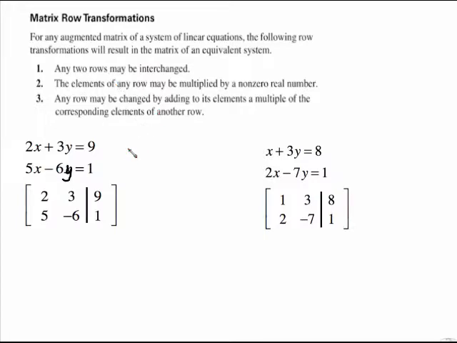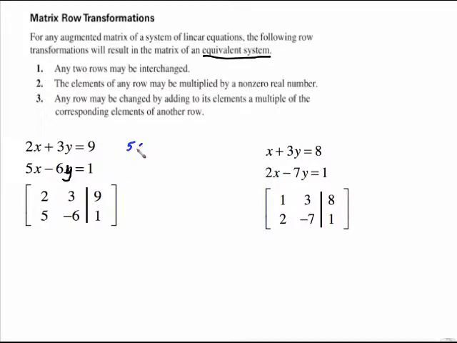Matrix row transformations. For any augmented matrix of a system of linear equations, the following row transformations will result in the matrix of an equivalent system. So if I take this system of two equations, two variables like we did back in 6.1, and put it into its augmented matrix, this is what I get. Number 1 says any two rows may be interchanged.